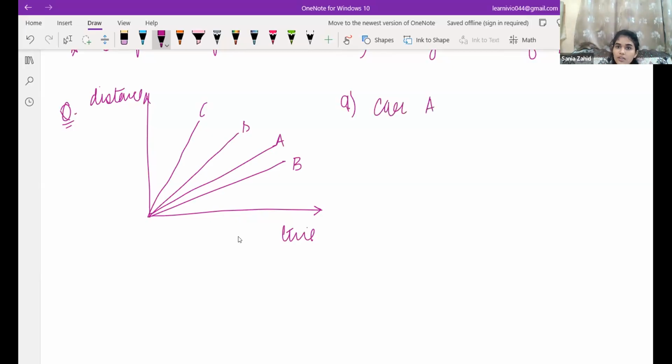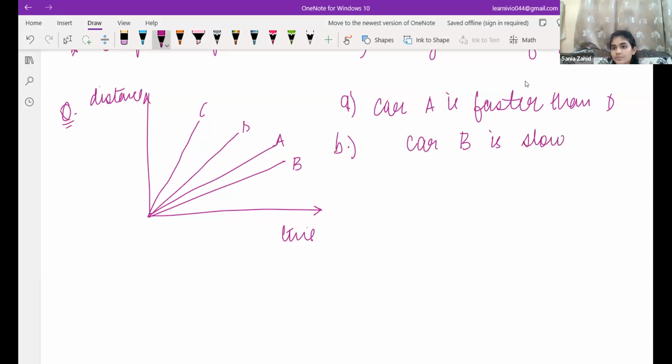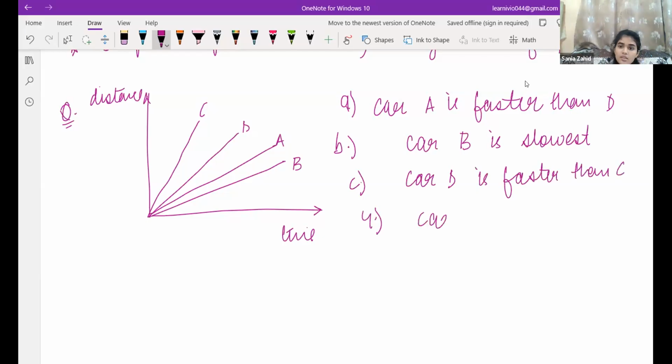Car A is faster than car D. B option is car B is slowest. C option is car D is faster than car C. And fourth is car C is slowest.